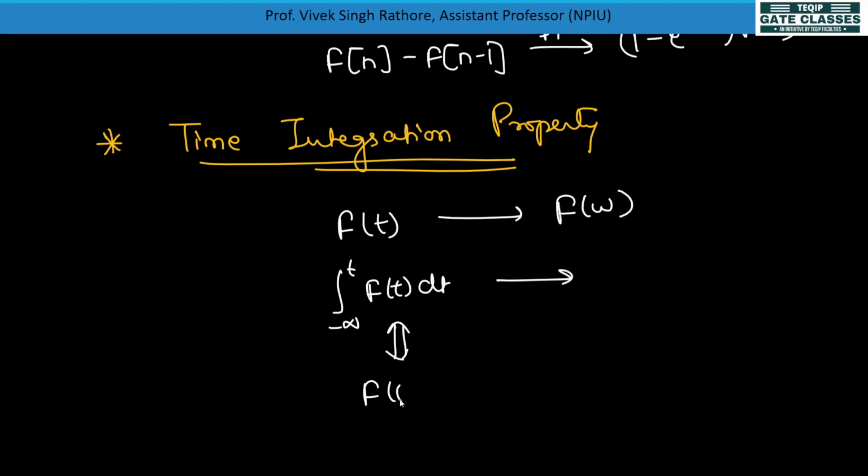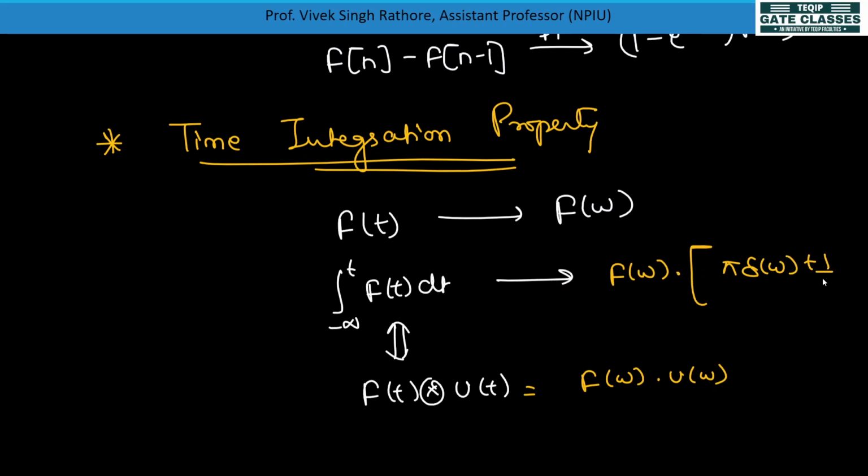The integral from minus infinity to t of f(t) dt is equivalent to f(t) convolved with u(t), as I have told you earlier, in module 2 also. So the convolution becomes F(omega) multiplied by U(omega), and you know that U(omega) is pi delta(omega) plus 1 by j omega. This was the value of U(omega). So ultimately you can write F(omega) into pi delta(omega), which gives F(0) delta(omega) plus F(omega) by j omega. This is your answer for the Fourier transform.